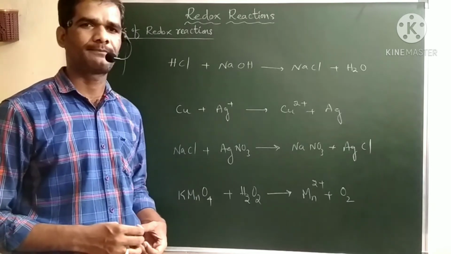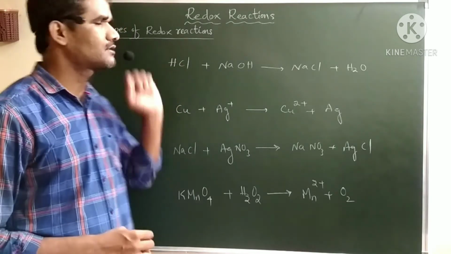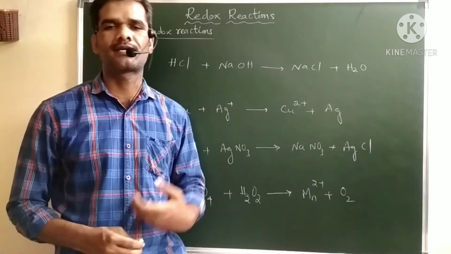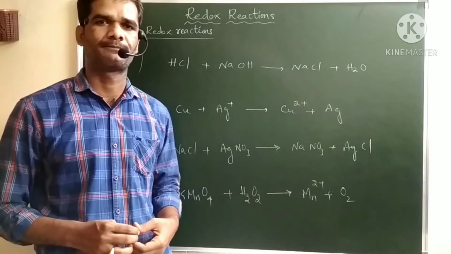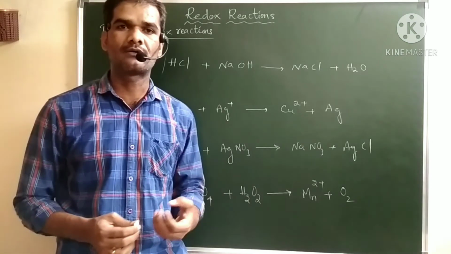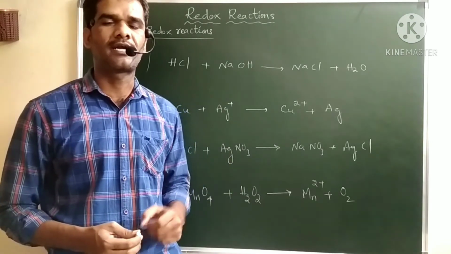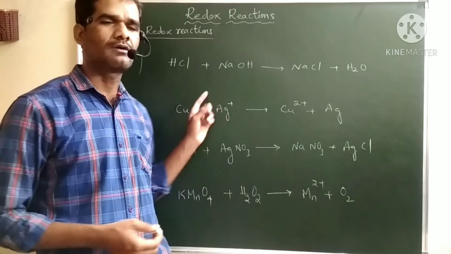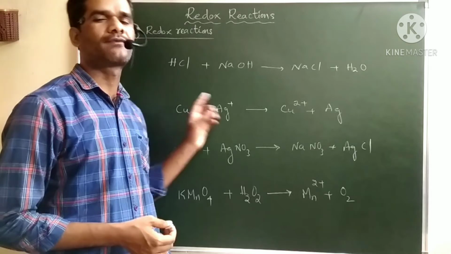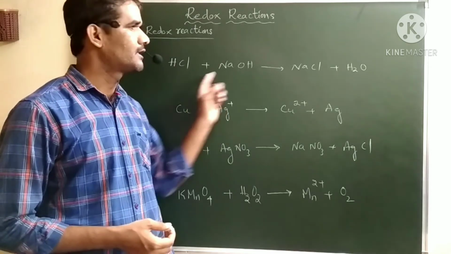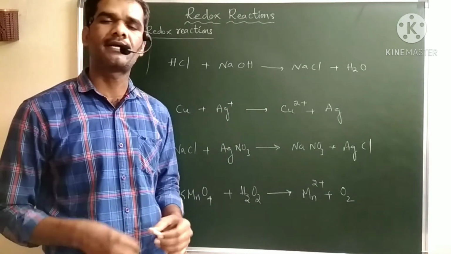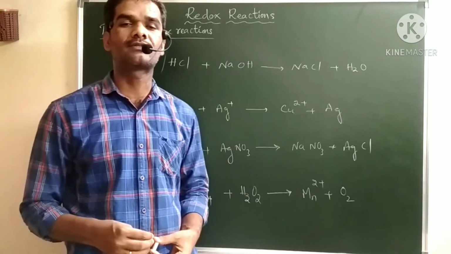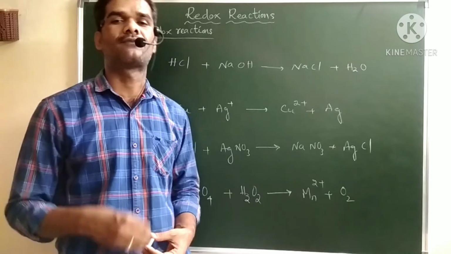How to identify? So first, what is a redox reaction? In a reaction, both oxidation and reduction take place simultaneously. So first of all, we have to find out the oxidation reaction and the reduction reaction. If you find an oxidation reaction and a reduction reaction in a particular reaction, then we can say it is a redox reaction overall.